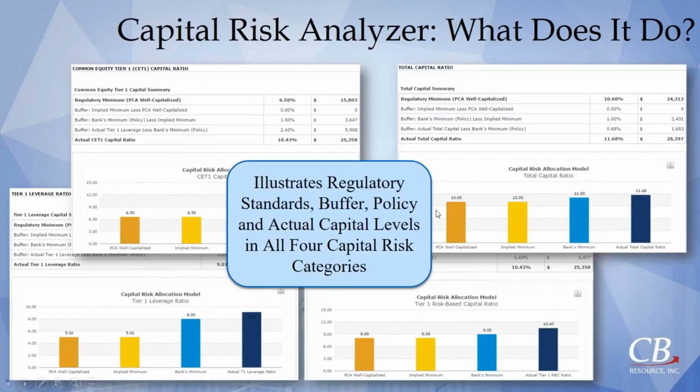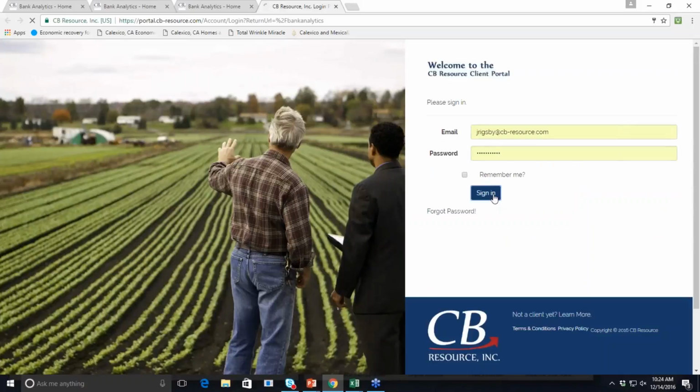And in the end, it actually illustrates your capital levels in all 4 key capital ratios, right? So from Tier 1 leverage, common equity Tier 1, total risk-based capital, Tier 1 risk-based capital, and then total capital. And it shows you what the regulatory standard is, including Basel III minimum plus buffer. It shows you your policy levels. It shows you your actual capital levels. So let's go ahead and just take a quick preview of how that tool works.